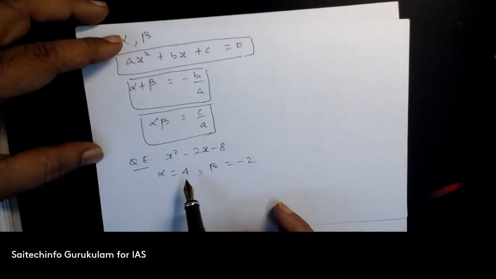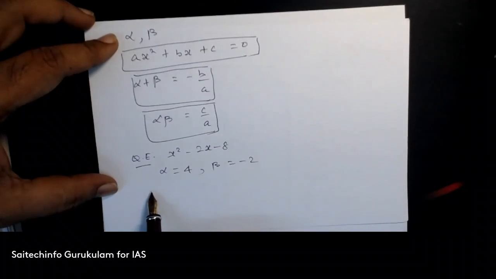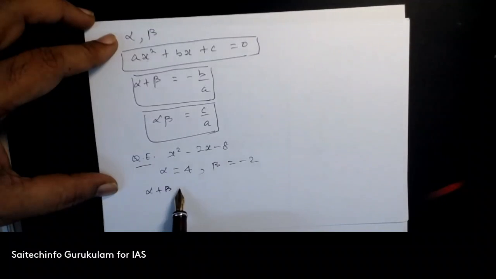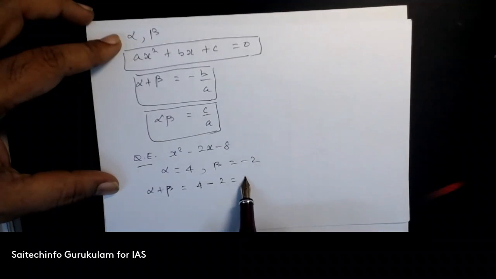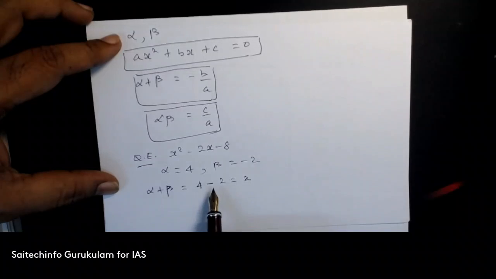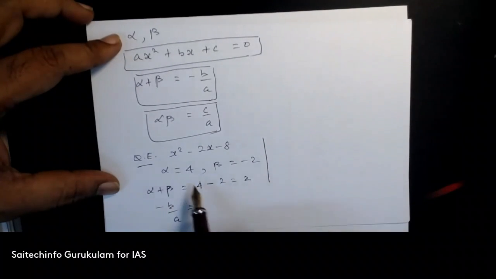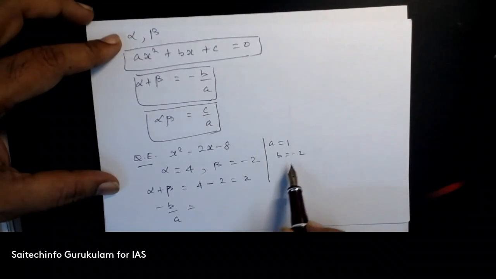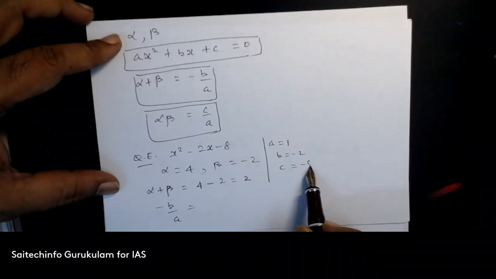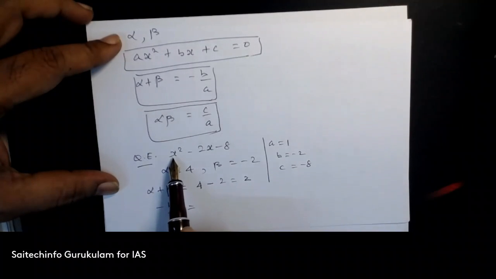Okay, alpha plus beta. Let us have alpha plus beta. So alpha plus beta is equal to, what is alpha? 4 minus 2 is equal to 2. So LHS is alpha plus beta is equal to 2. And what about RHS? RHS is minus b by a. Now what is a here? a is equal to 1. b is equal to minus 2. c is equal to minus 8.